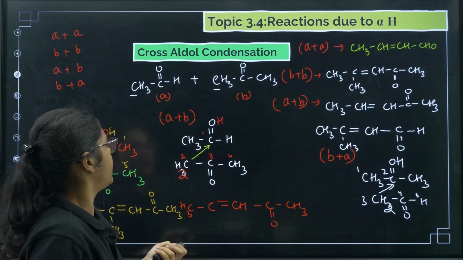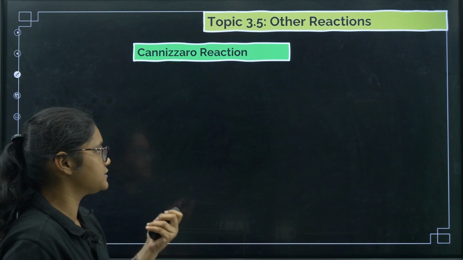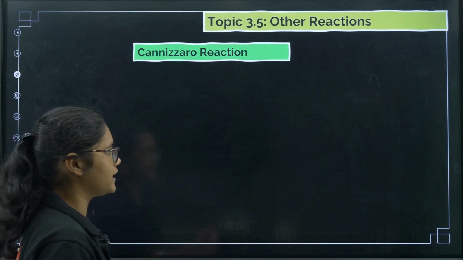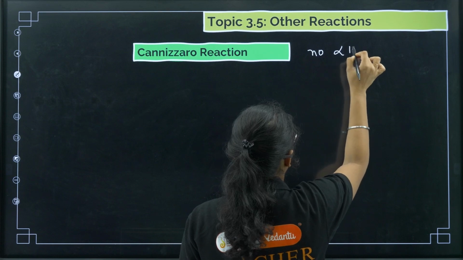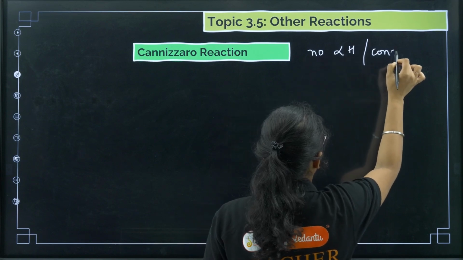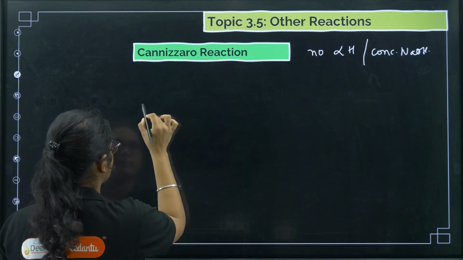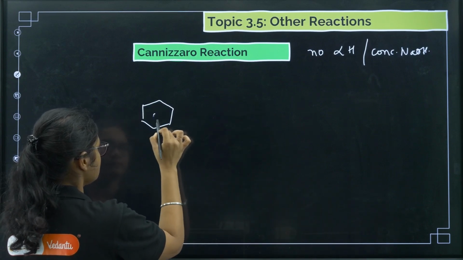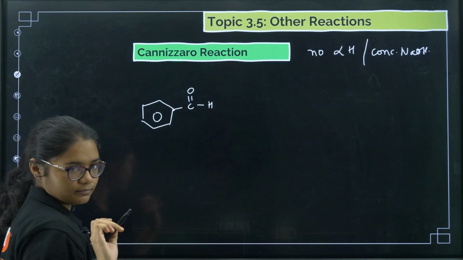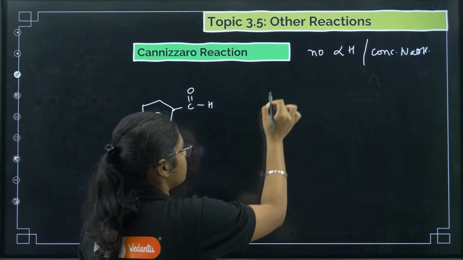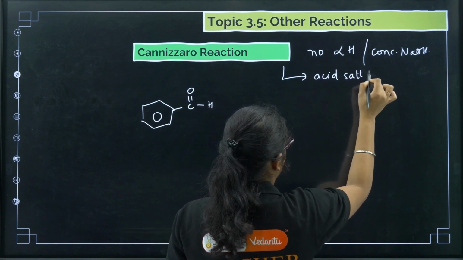Next we'll come to the other reactions, which I call the miscellaneous reactions. Under that, first we have the Cannizzaro reaction. The condition you should remember is no alpha hydrogen, and the reagent is concentrated NaOH. For example, if you take benzaldehyde, there is no alpha hydrogen. Now what is the product here? We will get one acid salt and one alcohol.